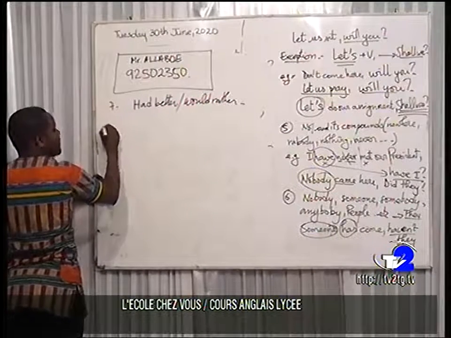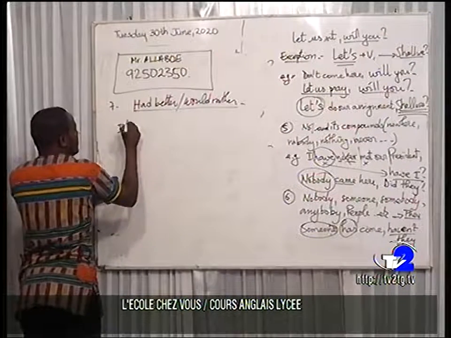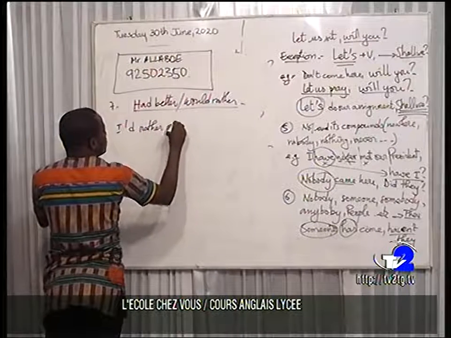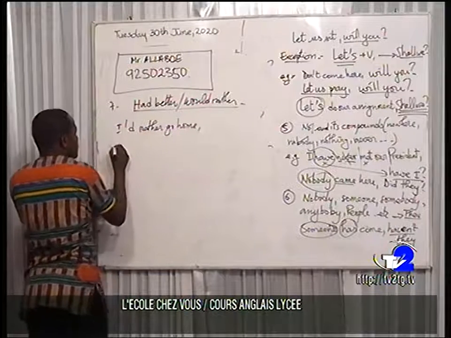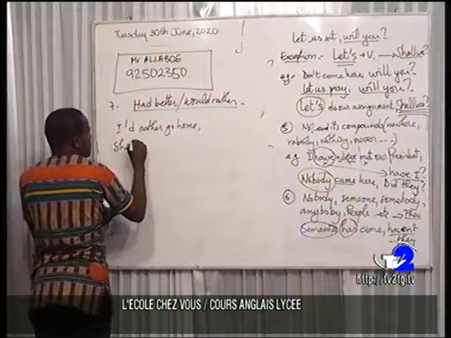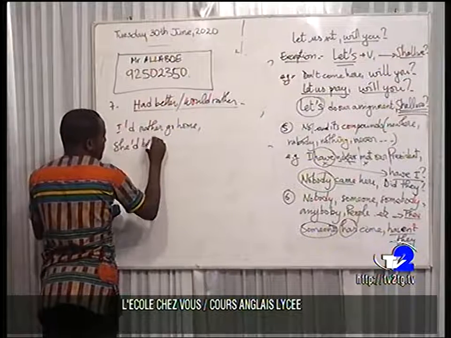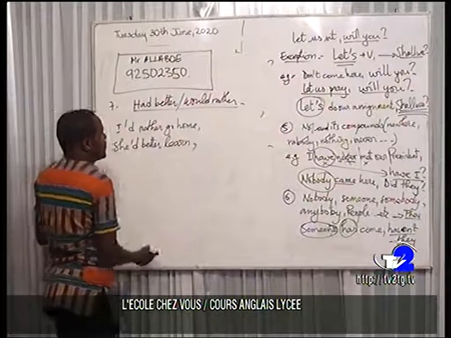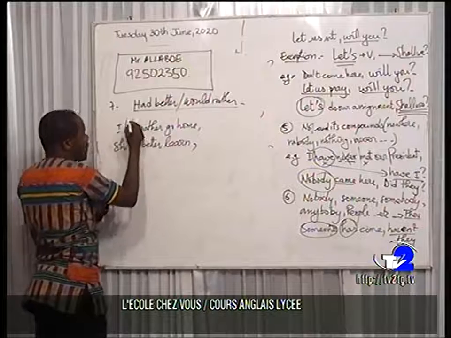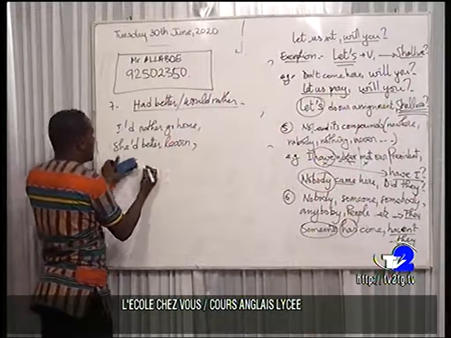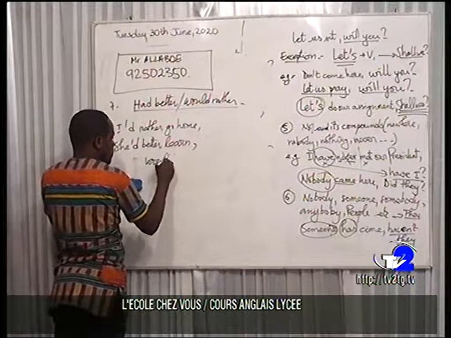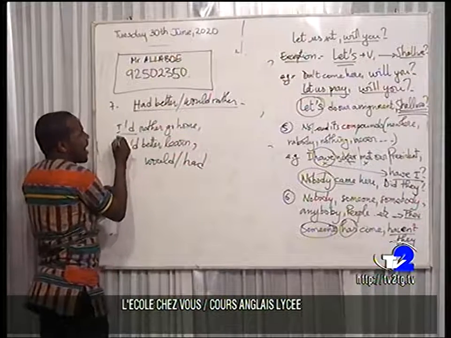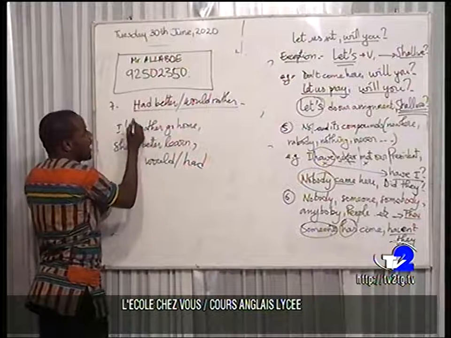When we say, for instance, let me just give you an example: I'd rather go home. And we say she'd better learn. Please don't be confused. Keep in mind that we cannot say had. This one can be either would or had. But here we cannot say "I had rather." No, we say I would.